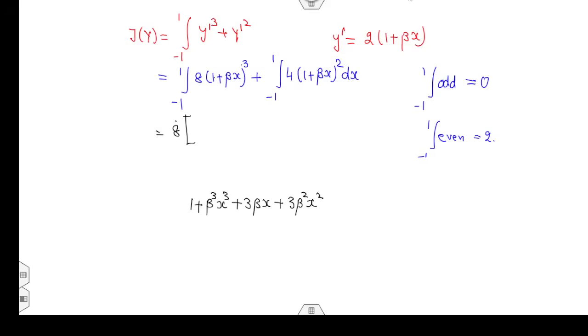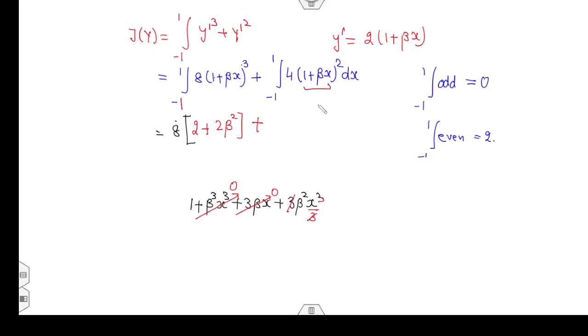Now clearly this function is an odd function. When you integrate from -1 to 1, it's 0. This function is also 0. So the integration becomes twice one integration. This integration will be x cube over 3. So when you substitute 1 and -1, it's twice the beta square.